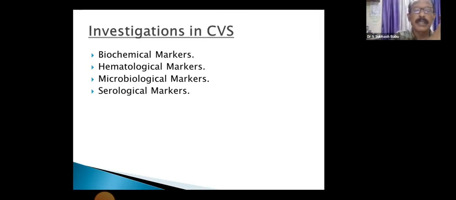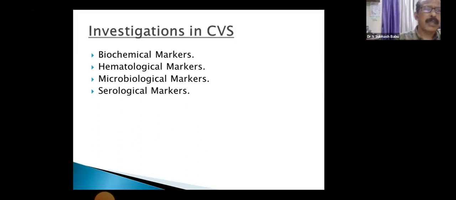And microbiological markers also can be looked into, but generally that comes under infectious diseases. As far as Ayurveda doctors are concerned, that is not of much utility in our daily clinical practice. And then the serological markers, which we previously discussed. So these are the cardiovascular investigations.